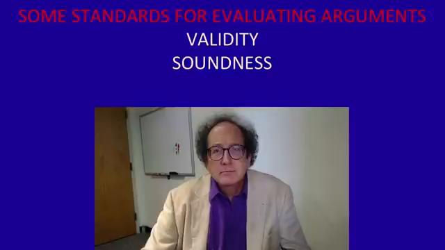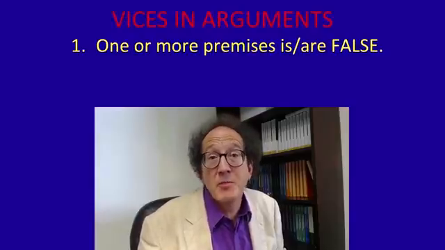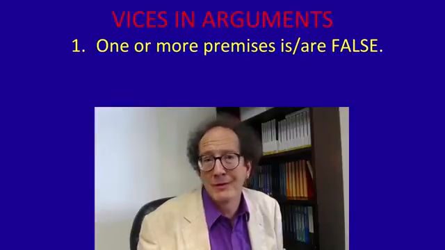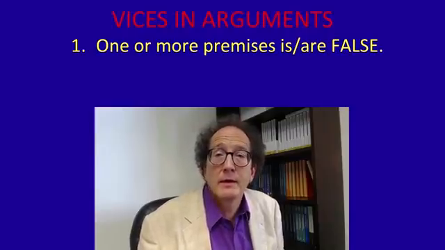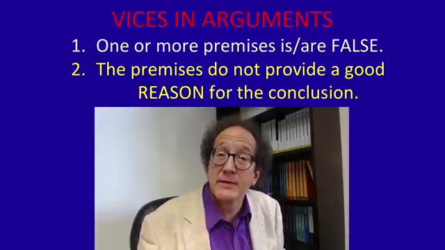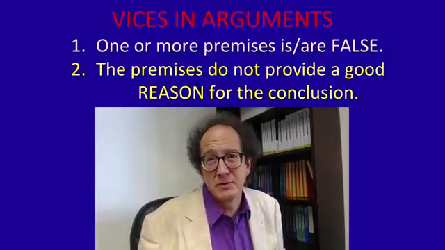That's the goal. Now, because an argument consists of premises and a conclusion, and the premises are supposed to be related in the right way to the conclusion, there can be two main ways for an argument to go wrong. Two main vices of argument, you might say. The first is there might be something wrong with the premises. In particular, they might be false, or at least one of them might be false. Second, there might be something bad about the relation between the premises and the conclusion. The premises might fail to give a good reason for the conclusion.